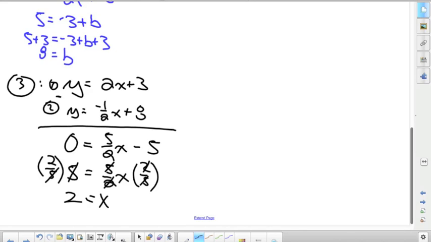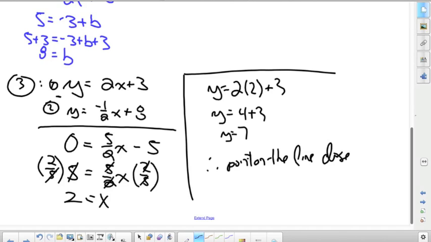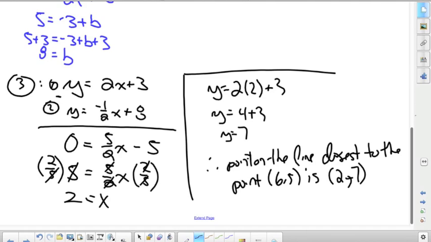So how do I get y? Yeah, just plug x into one of my equations. You're going to pick this first one, because I don't like fractions. So y is equal to 2 times 2 plus 3, so y is equal to 4 plus 3. y is equal to 7. So therefore the point on the line closest to the point (6, 5) is (2, 7). Where's that first word then? Therefore, the point.